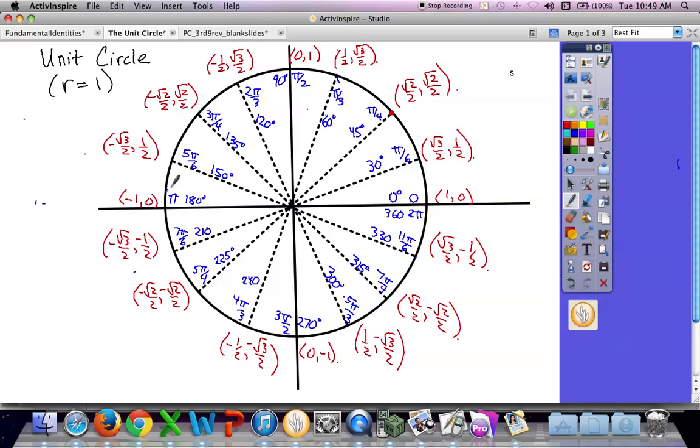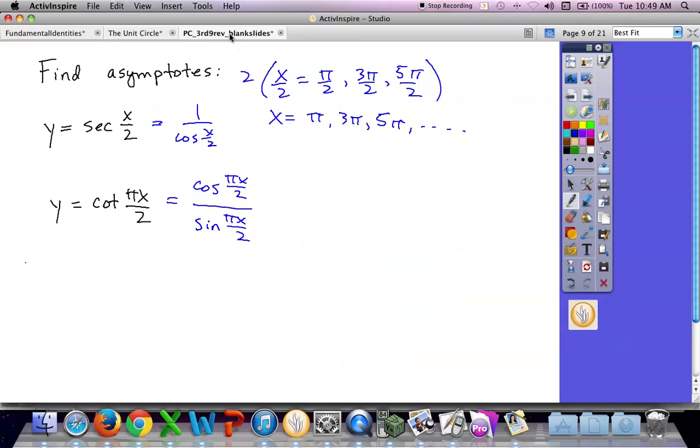0 and pi and 2 pi and 3 pi, and every pi around, it's another place where the sine equals 0. So I would have to set this angle, pi x over 2, equals 0, pi, 2 pi, 3 pi. But again, that is not solved for x. How am I going to solve that for x?